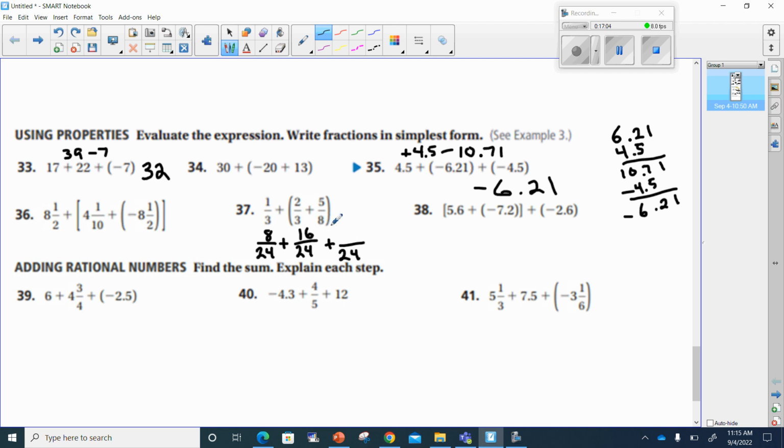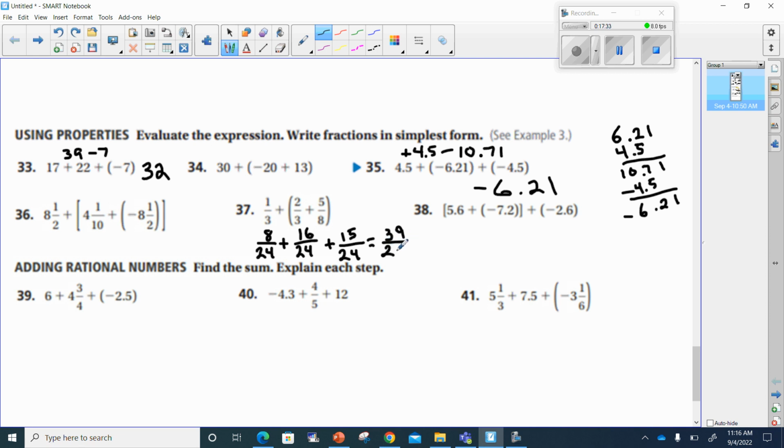Right? And that means I have to multiply the top number by 3. 5 times 3 is 15. Now I've got all the numbers that they want me to add together. Well, I know that 16 plus 15 is almost like 15 plus 15, and that's 30. So 16 plus 15 would be 31, right? And if this is 31, this is 31 plus 8, this would be 39 over 24.